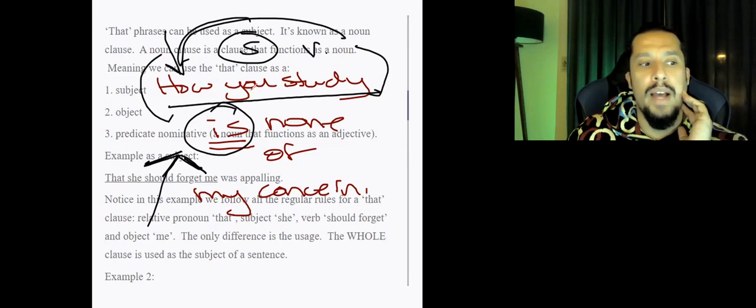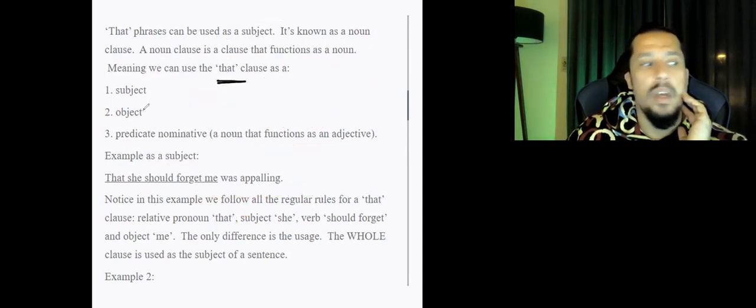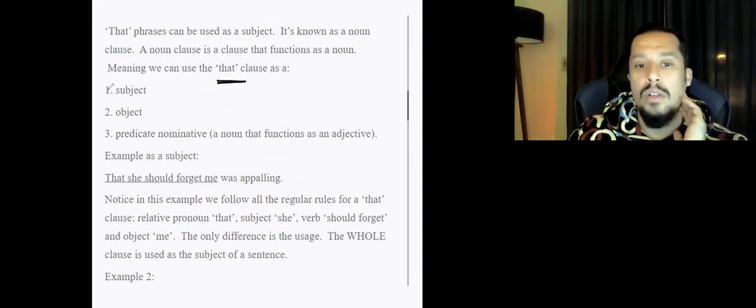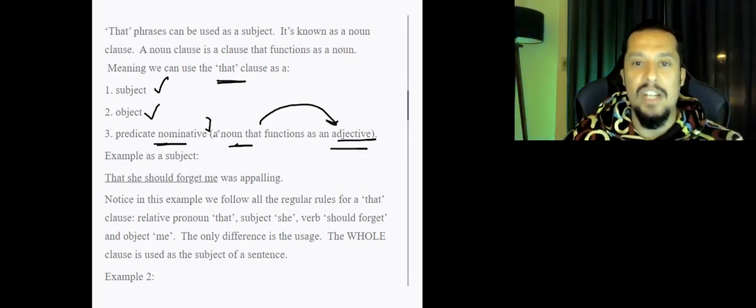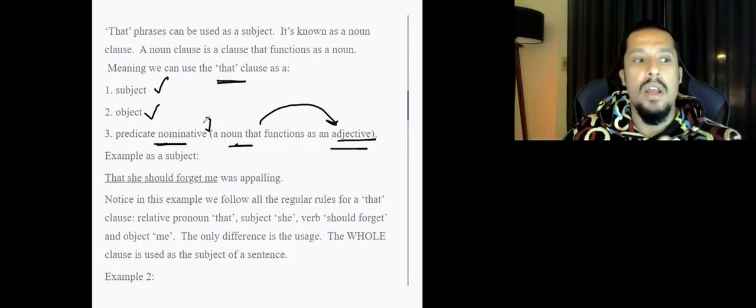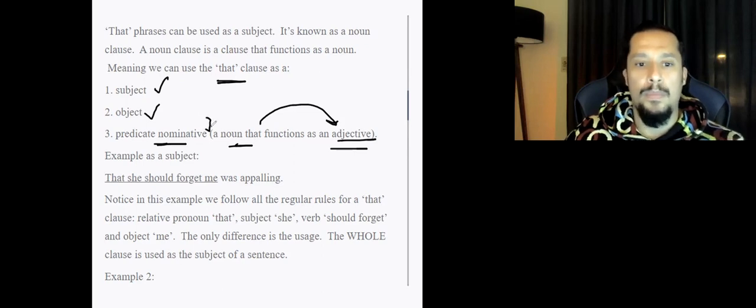So we're talking about that phrase. And so the that phrase برضو is a noun clause. So برضو ممكن يبقى subject or object or predicate nominative. يعني ايه predicate nominative? A noun that functions as an adjective. So شايفين احنا داخلين في حاجات تقيلة شوية. شايفين ازاي بقى احنا مش نقدر بس نحفظ، لازم نشوف الايديا ده بيعمل لي ايه.